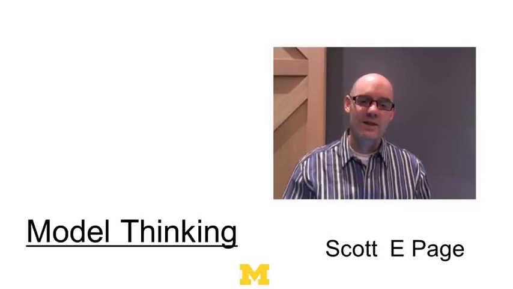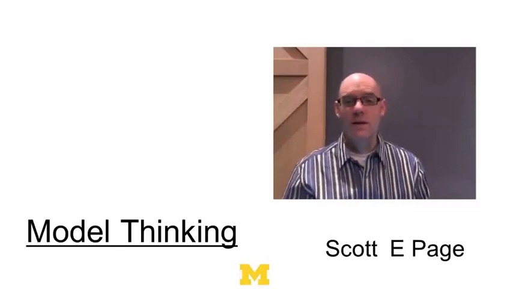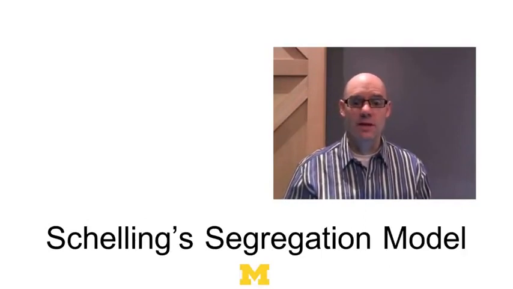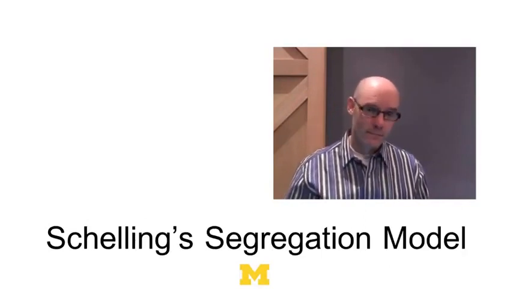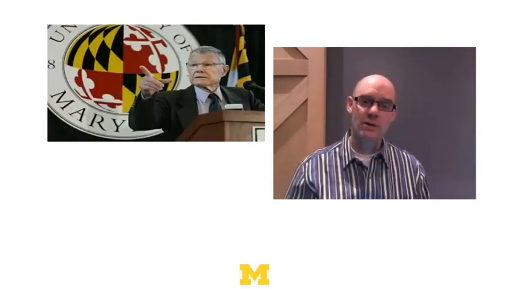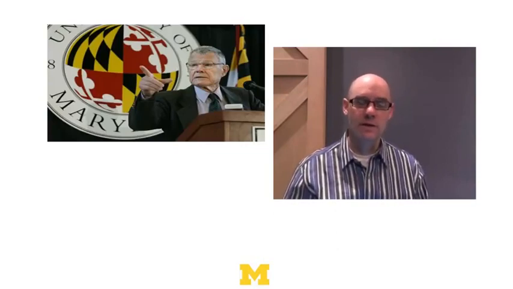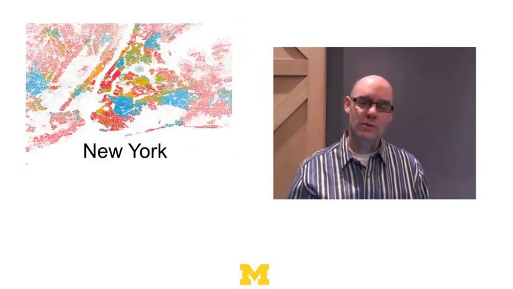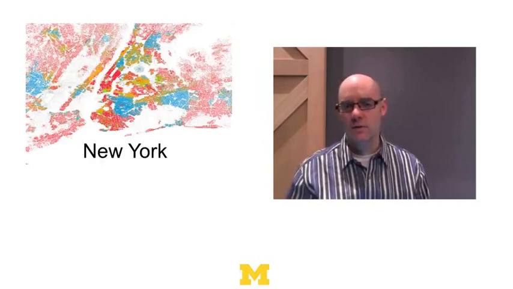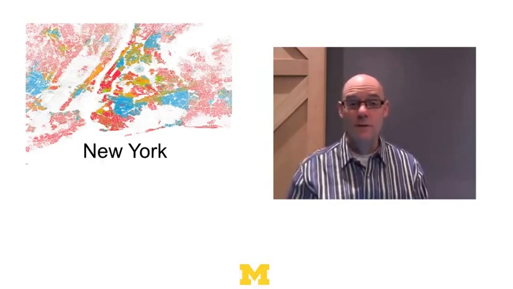Hi. In this lecture, we're going to talk about a famous model from social science, and this model is known as Schelling's Spatial Segregation Model. Schelling's Model was developed by a man named Thomas Schelling, who's an economist at the University of Maryland. What Schelling was trying to do was understand an empirical phenomenon, and that empirical phenomenon that he was interested in was segregation.